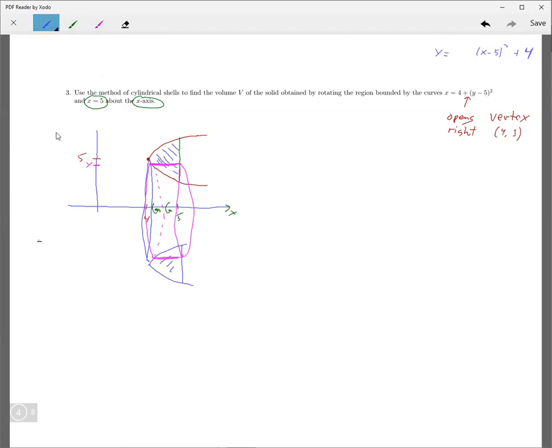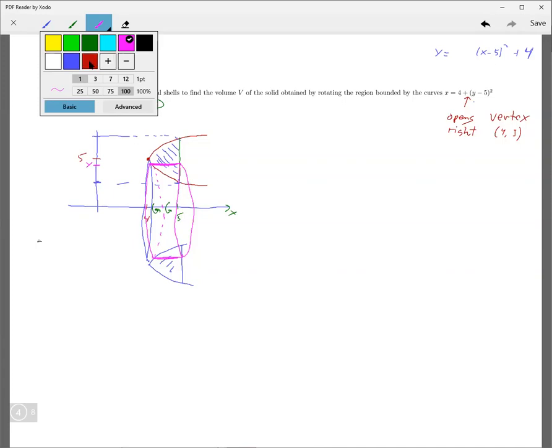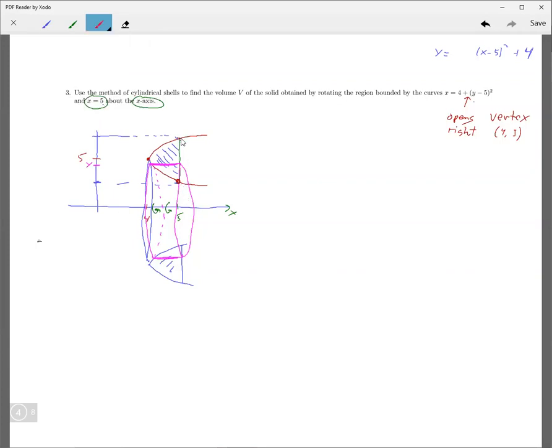Okay, so now before we go any further, we need to figure out what these limits are. What's this lower limit here and what's this upper limit? What are those values? There's going to be a value less than 5 and one that's more than 5, right? The way to find those is where these curves intersect. So you find those points of intersection. I'll use red. Okay, so these are the points of intersection.